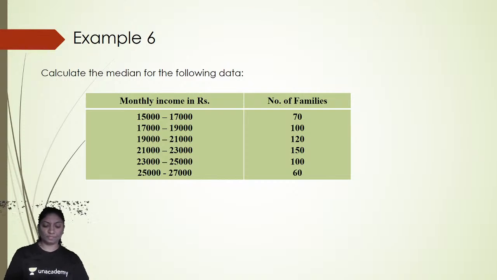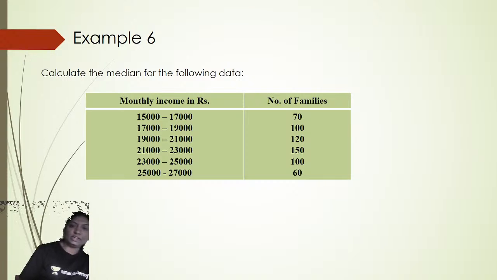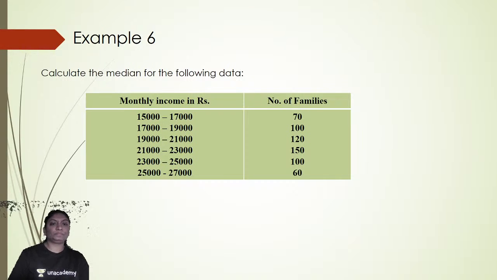Example number 6. Calculate the median for the following data. The median is given for a continuous frequency distribution. The distribution is: 15,000 to 17,000 is 70 families, 17,000 to 19,000 is 100 families, 19,000 to 21,000 is 120 families, 21,000 to 23,000 is 150 families, 23,000 to 25,000 is 100 families, and 25,000 to 27,000 is 60 families.